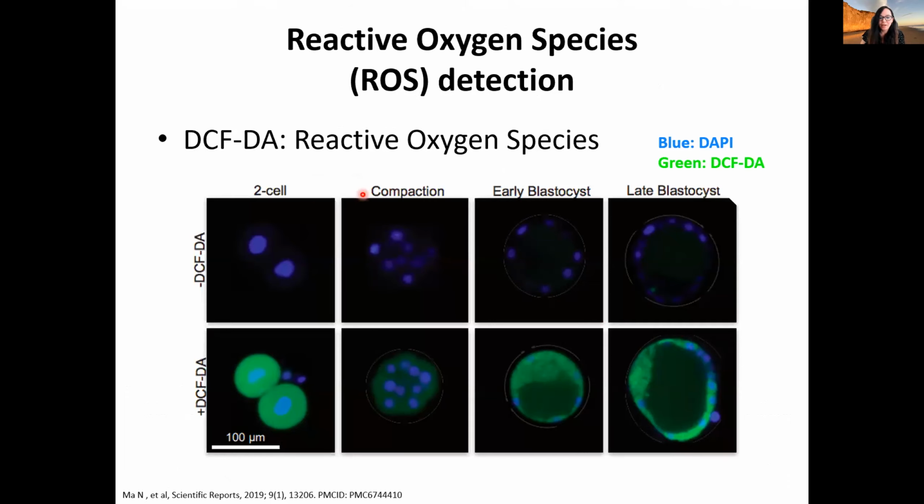We can use other fluorescent dyes. DCF-DA is a reactive oxygen species sensor. The amount of the ROS does not correlate with the intensity of this particular sensor. However, the sensor does tell us if there's positive ROS production here. And so the green is the positive stain at the 2-cell stage, compaction, early blastocyst and late blastocyst stage. In fact, we see ROS in each one of these stages. However, the intensity here in the green does not tell us the amount of ROS.